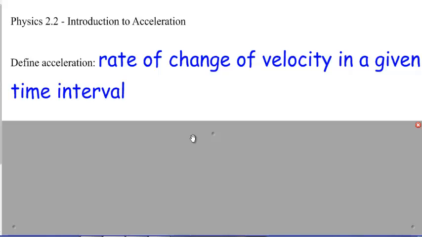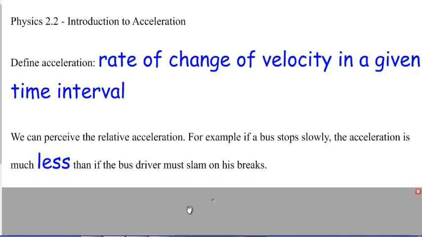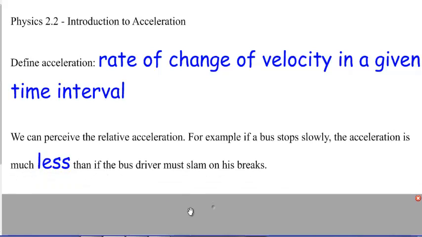Definition of acceleration: the rate of change of velocity in a given time interval. We perceive the relative acceleration. For example, if a bus stops slowly, the acceleration is much less than if the bus driver must slam on his brakes.